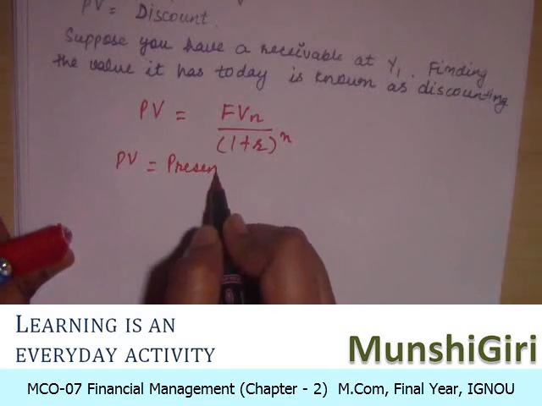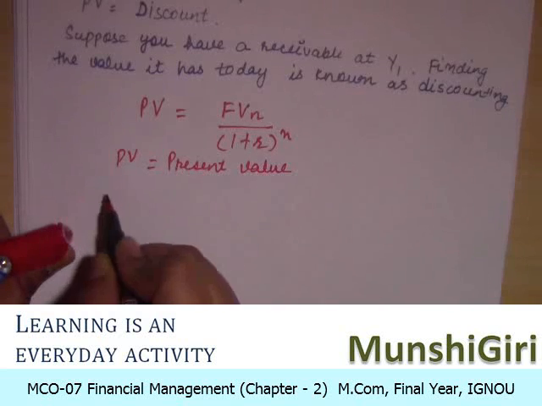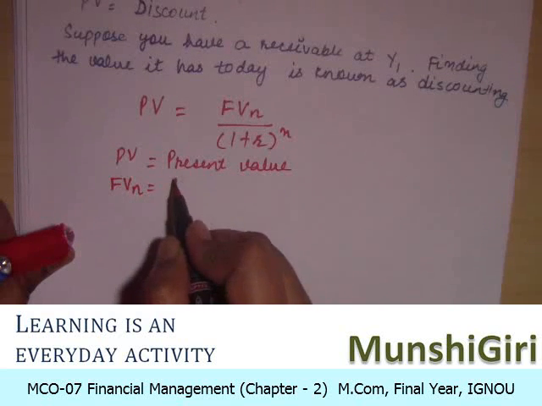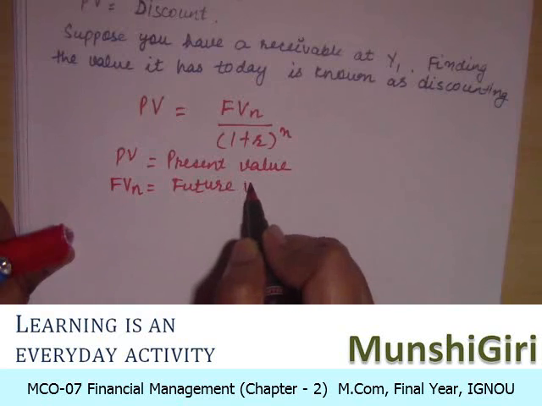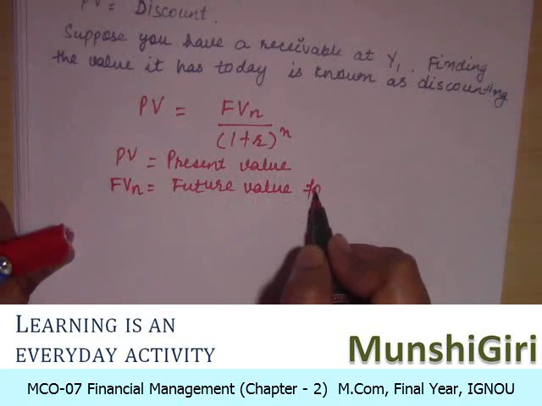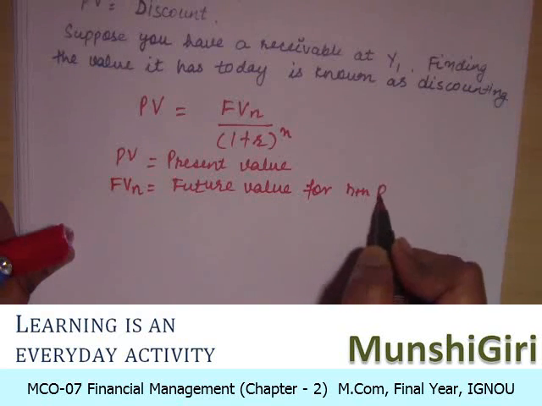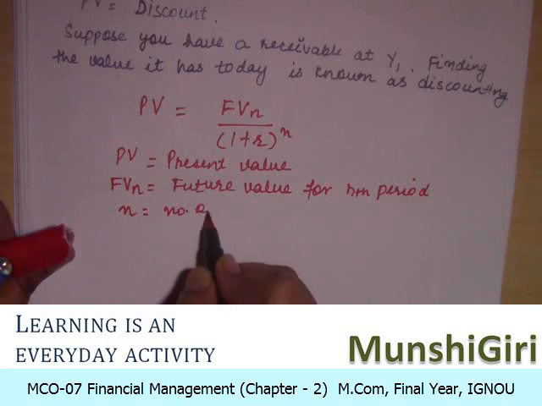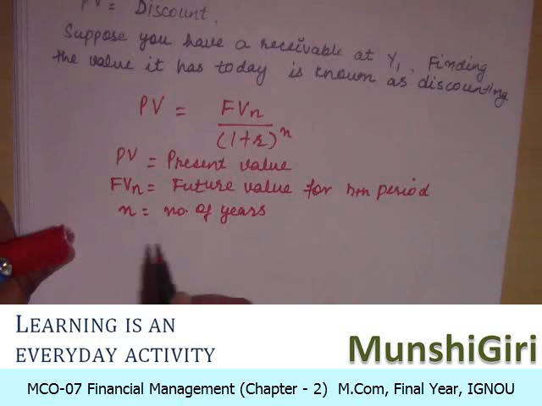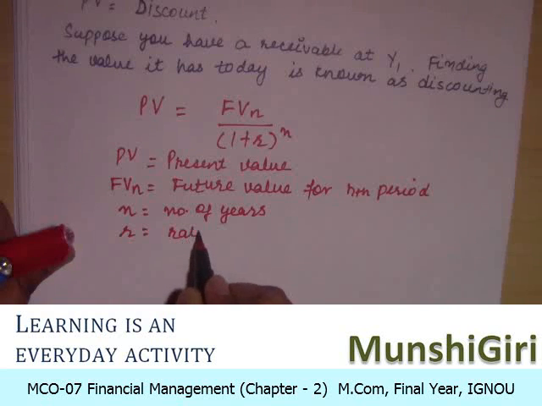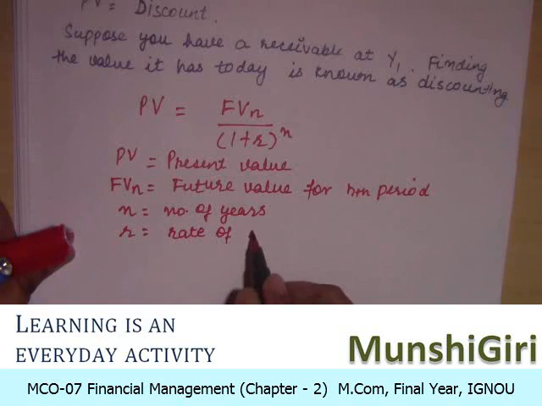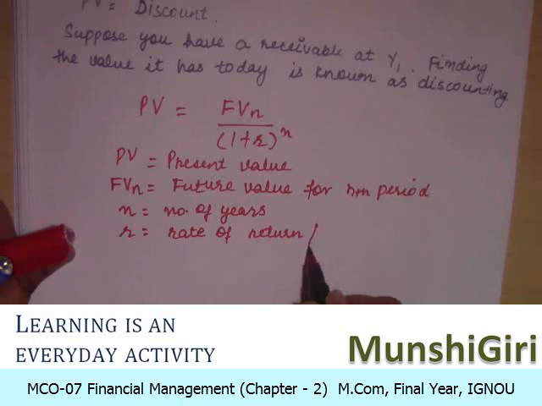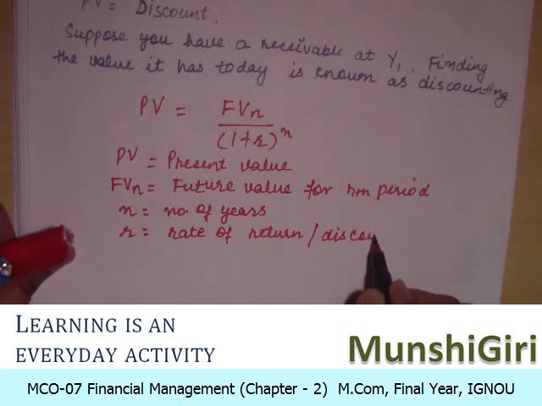PV is present value, FVn is future value for nth period, n is the number of years, r is the rate of return or the discount rate. Rate of return, or your discount rate.